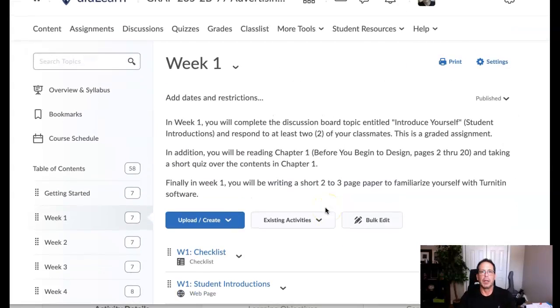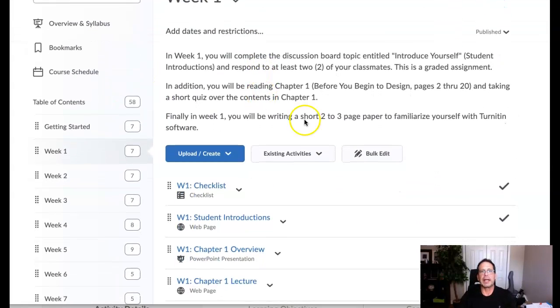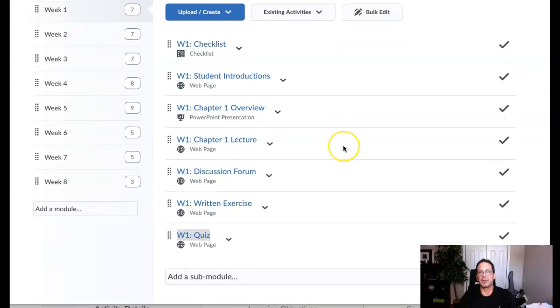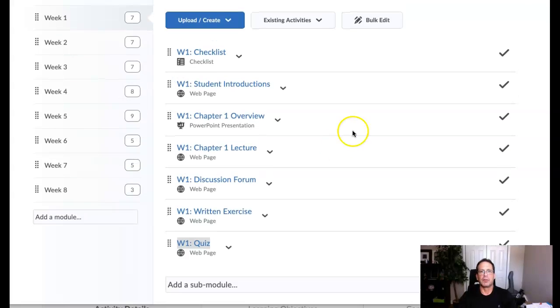Welcome to week one. Okay, so week one, I just want to go through this really quick and give you some tips and tricks and some things to look out for. Best practices for the expeditious, successful completion of week one. So you want to check out the week one checklist. I'm not going to open that. It's pretty self-explanatory. And then student introductions, of course, again, are pretty self-explanatory.